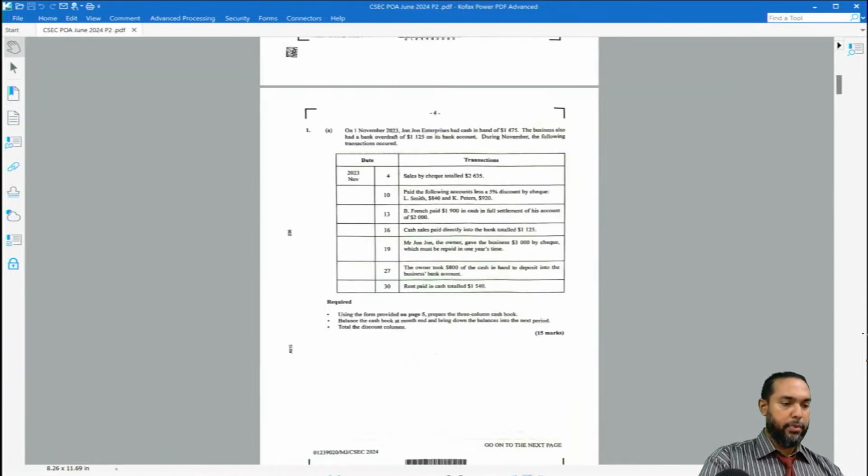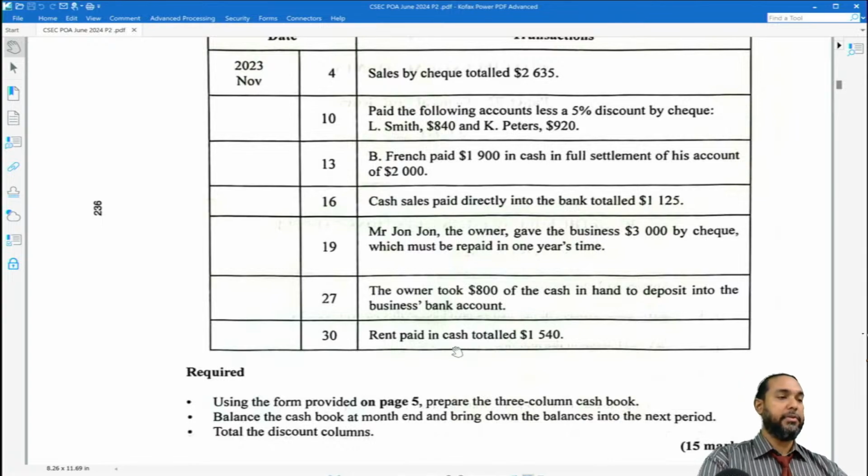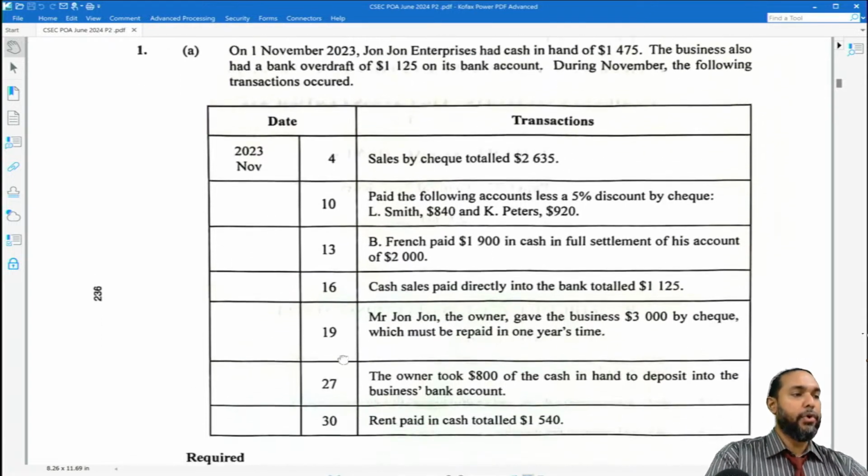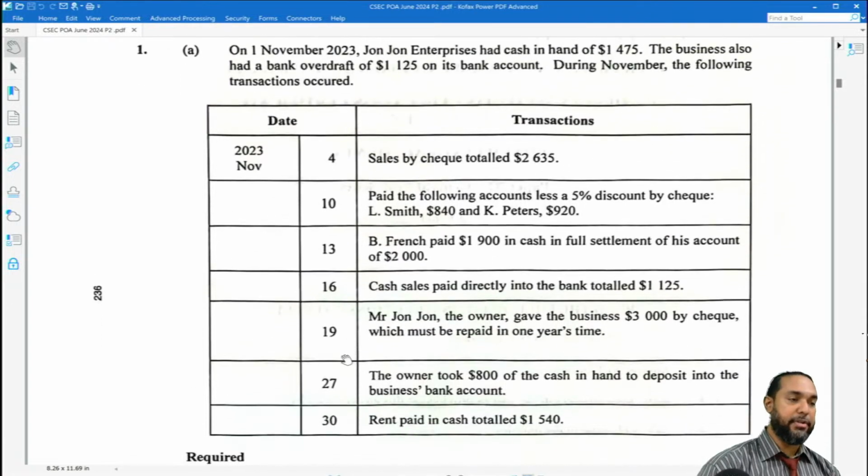Okay, so question 1 on the exam, right? So we're on the screen now, guys. All right. So on 1 November 2023, John Enterprises had cash in hand of $14.75. The business also has a bank overdraft of $11.25 on its bank account. What is a bank overdraft? Right. So you spend more money than you have in your bank account, so you have a negative bank balance.